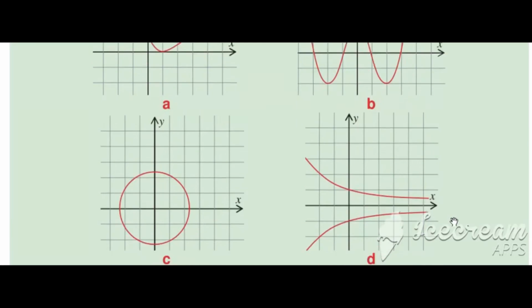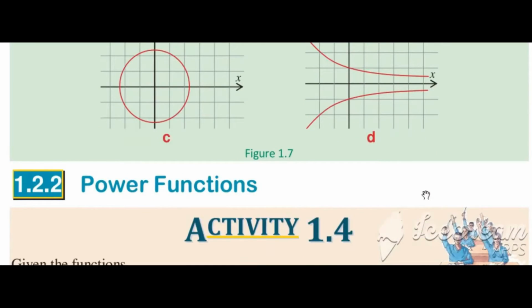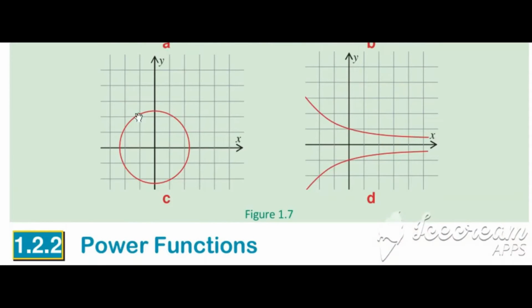When we see the graphs given in C and D, when we draw a vertical line, we can get this curve or this circle more than once. Therefore, it cannot be a graph of a function. Also, the graph of D cannot be a graph of a function.